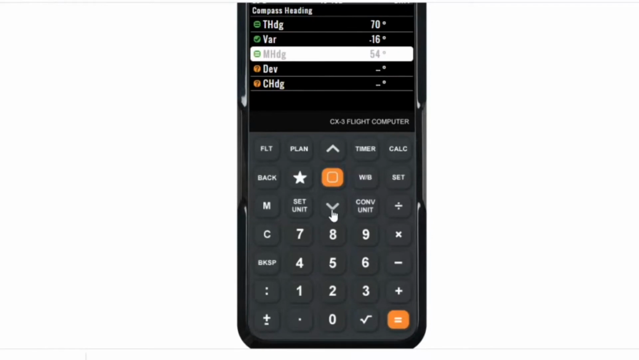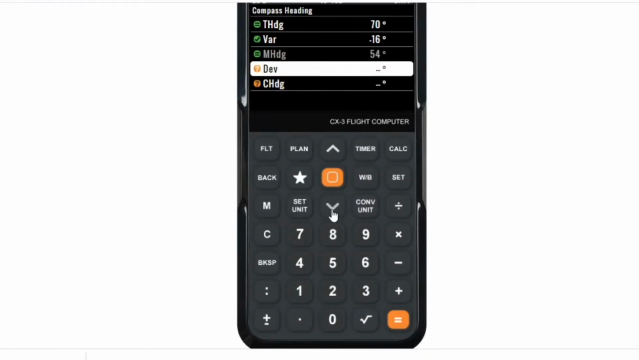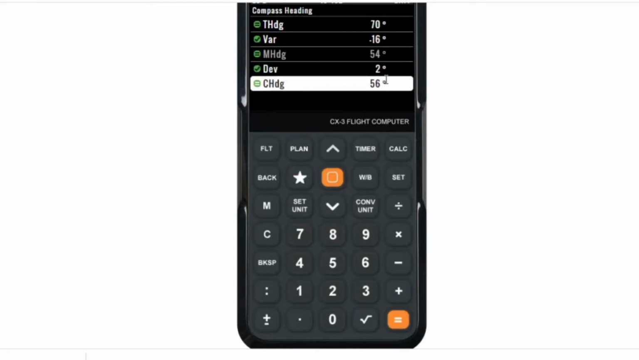Now we've corrected for variation, and we correct for deviation from the compass correction card, which you'd have to look inside the airplane and find out how much it is. And we give you the deviation. So let's say there was a couple degrees of deviation there. When you do that, it'll finally come to your last answer, which is your compass heading, which is the direction you actually have to fly to end up getting the ground track that you want.